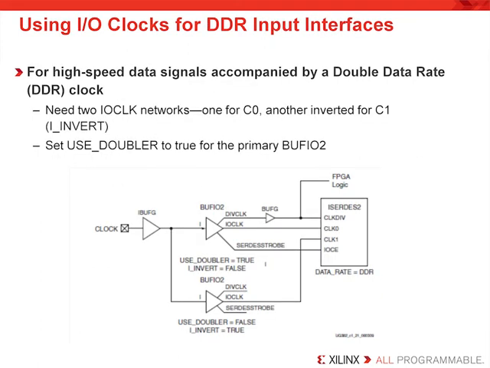In this case, we have a high-speed data signal coming into the FPGA that is accompanied by a double data rate clock. To decode this data, the high-speed clock must first come in through a dedicated clock pin and be used to generate 2 I/O clocks, one for clock 0 and another inverted for clock 1. As you can see, this requires 2 BUFIO2 primitives, the top to divide down and be distributed on a BUFG to the FPGA logic. The other will be inverted and driven to the clock 1 port of the ISERDES2 component. Note that the first BUFIO2 requires the doubler, or use doubler attribute, to be set to true.